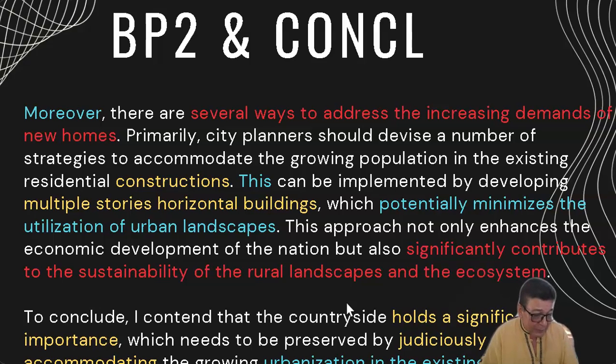Okay, now you really get into your vocabulitis. Primarily, city planners should devise a number of strategies to accommodate the growing population in the existing residential constructions. That's a lot of multisyllabic words. This can be implemented by developing multiple sources of horizontal buildings. Now you're really going overboard here, which potentially minimizes the utilization of urban landscapes. Use plain English. I beg you, and you will do better. This is hard to read and not very precise.